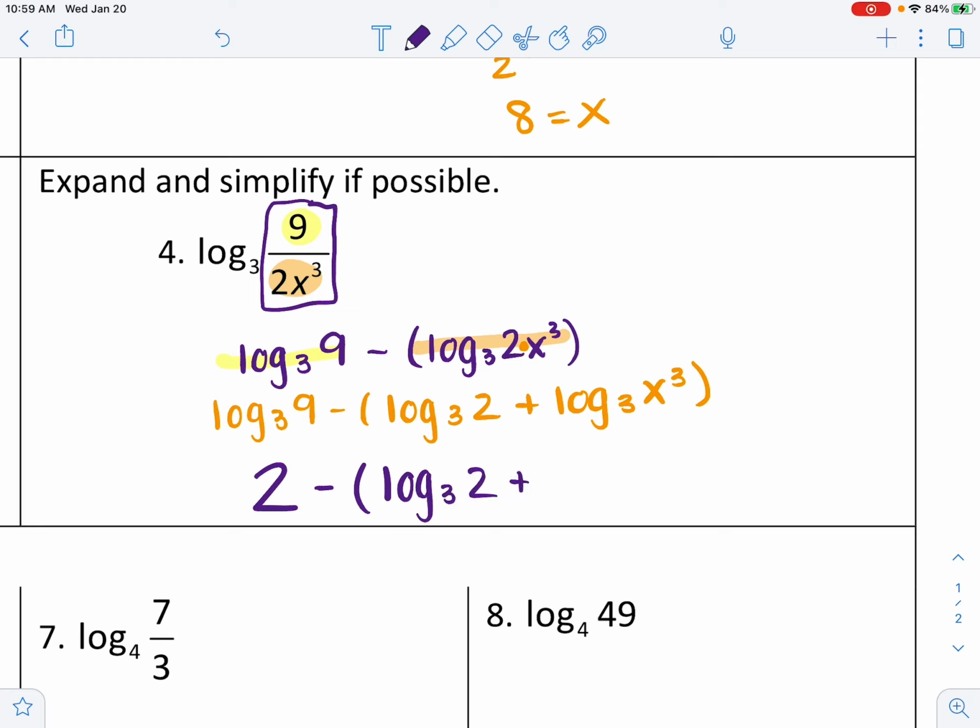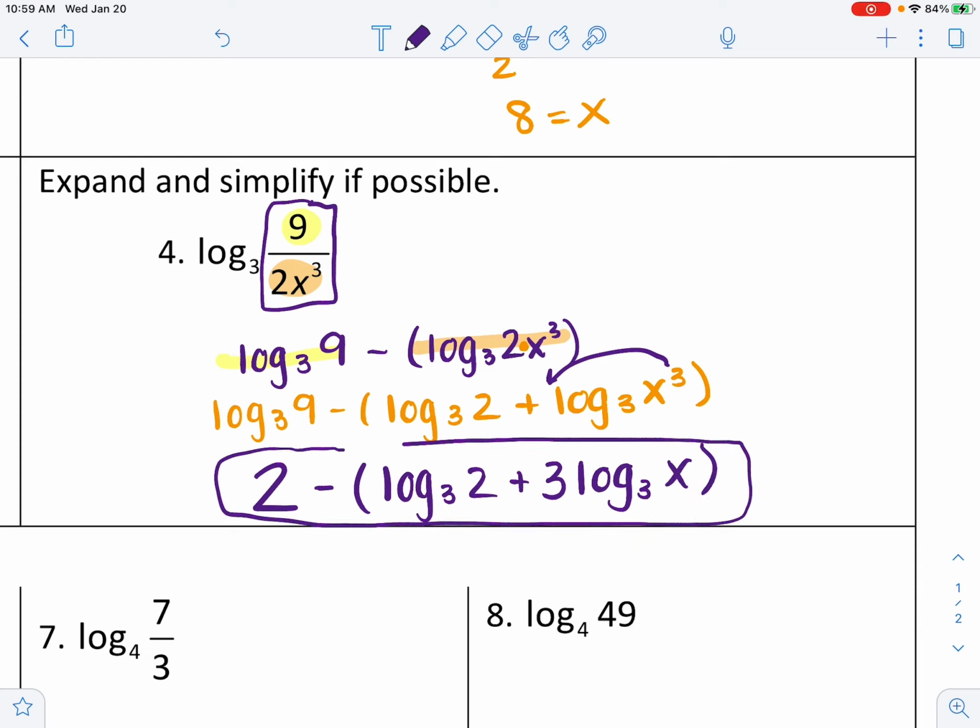Plus the next one, log base 3 of x cubed. When we are simplifying, we never leave an exponent in the log when we are expanding them. So we need to move that exponent back out front, and it becomes 3 times log base 3 of x. And there is our final expanded solution.